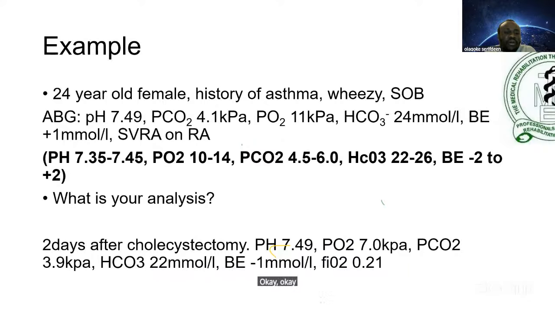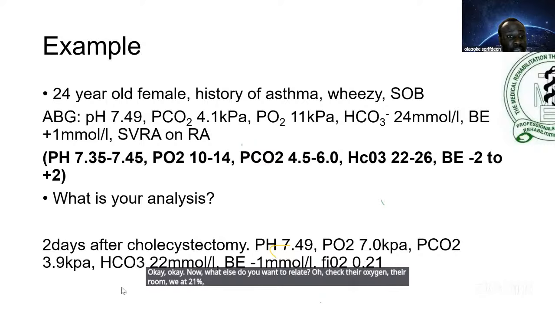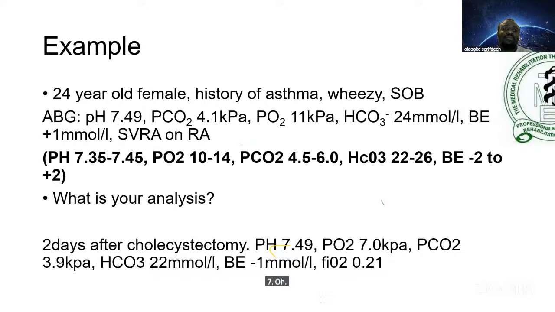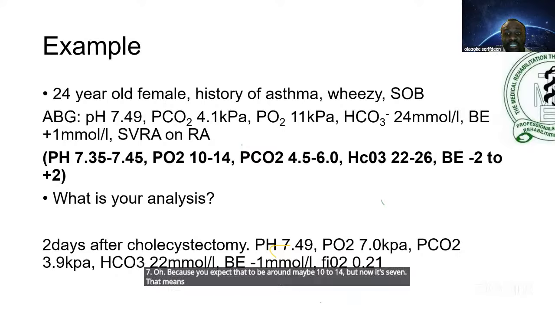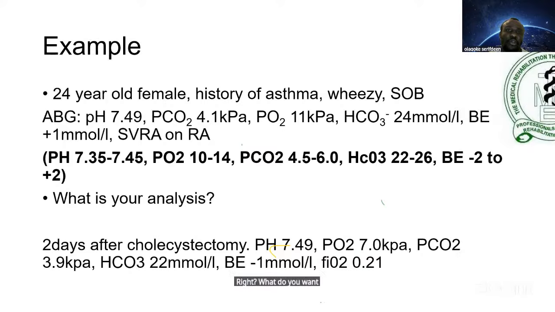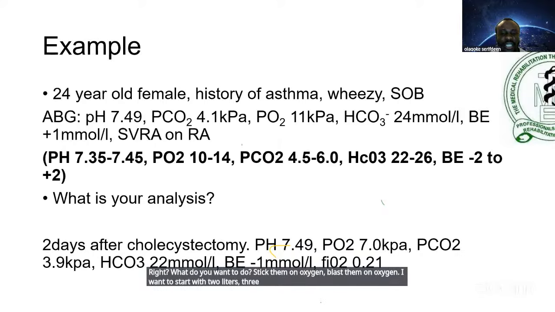Okay. Now, what else do you want to relate? Oh, well, check their oxygen. They are on room air, 21%. That's fine, good for them. Oh, what is their PO2? 7. Oh. You expect that to be around maybe 10 to 14, but now it's 7. That means their O2 is low, right? What do you want to do? Stick them on oxygen, blast them on oxygen. I want to start with 2 liters, 3 liters, all these kinds of things. That's fine. Because if that keeps dropping, this is type 1 respiratory failure, and oxygen will not kill this person. Blast them on oxygen.